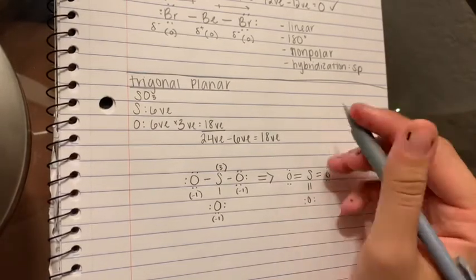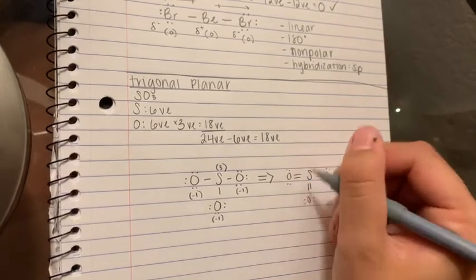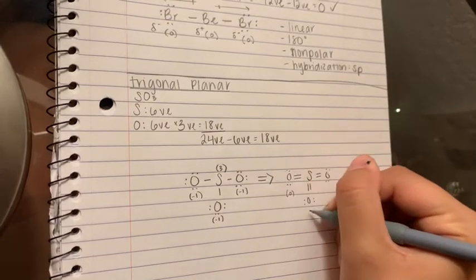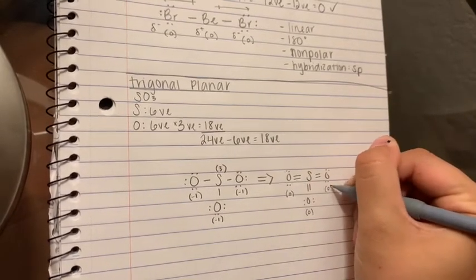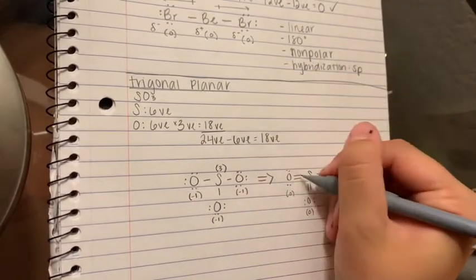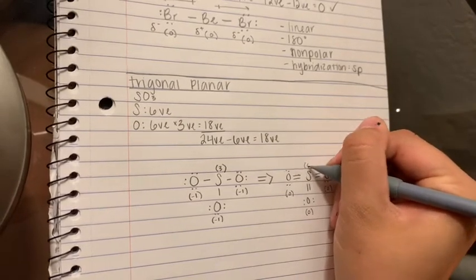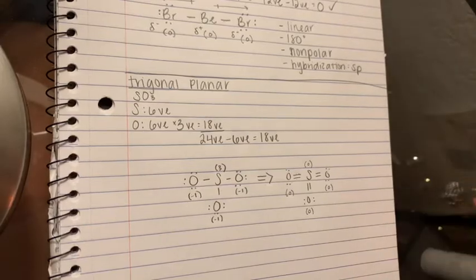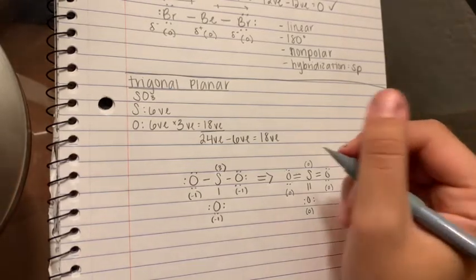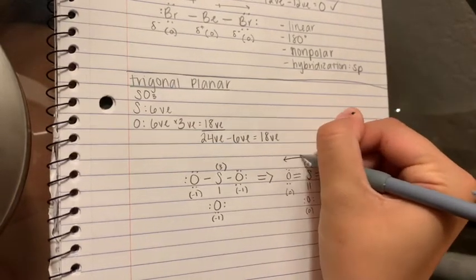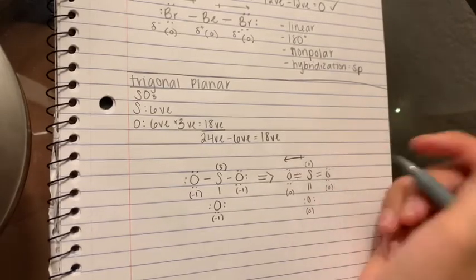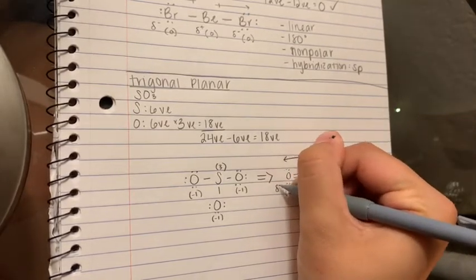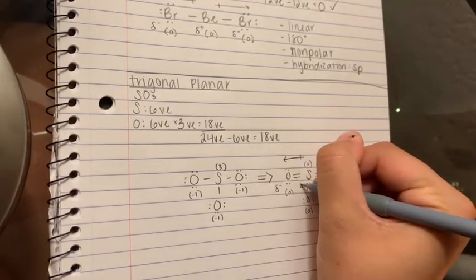Perfect. And now if we look at our formal charges, there's 6 zeros. And then on the sulfur, it's 6 minus 6, so 0 for all of those. And then the oxygens are more electronegative, so we're going to draw these arrows, and they would go out to all the oxygens.